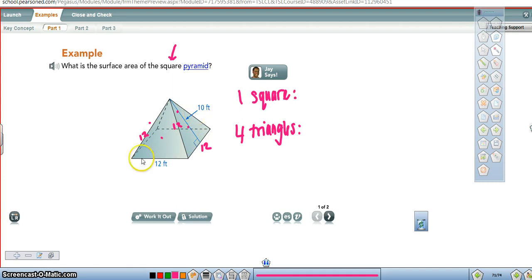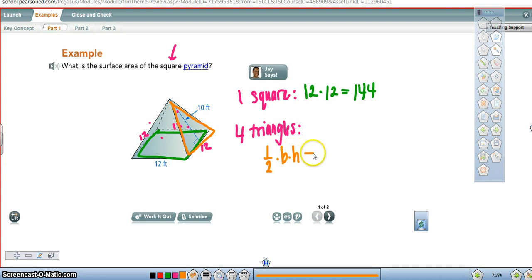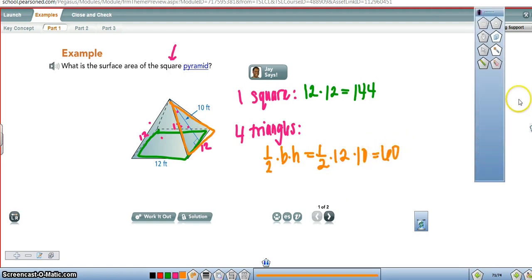All of the 4 triangles are the same because they all are 12 all the way around, so they're all the same size of triangle. To find the area of the square, the base, we could do 12 times 12. To find the area of one of these triangles, we could do 1/2 times base times height, which is how you find the area of any triangle. The base of the triangle is 12. The height of the triangle is 10. Half of 12 is 6, times 10 is 60.